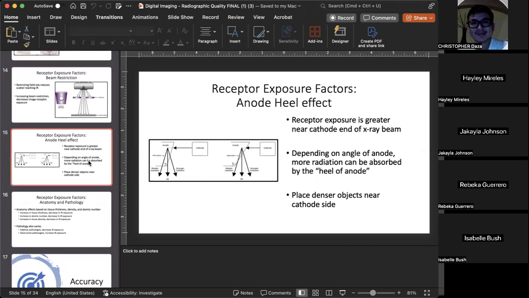Anode heel effect. So when we talk about the anode heel effect, in regard to receptor exposure, what you need to know is that there is more intense X-rays at the cathode end, meaning the radiation at the cathode end is stronger. And so whenever you have a denser object, you place your denser objects on that cathode side.